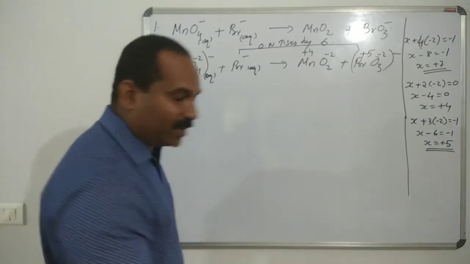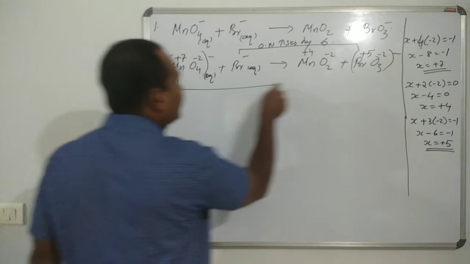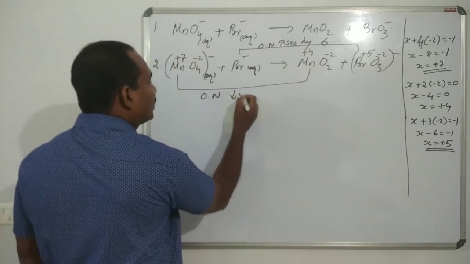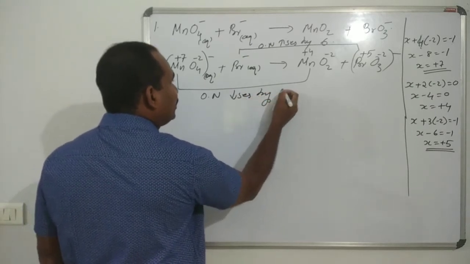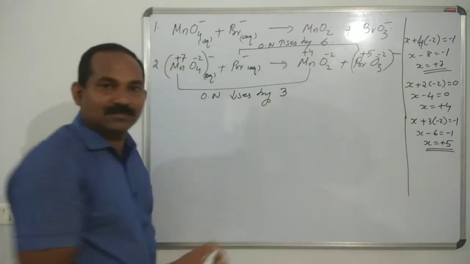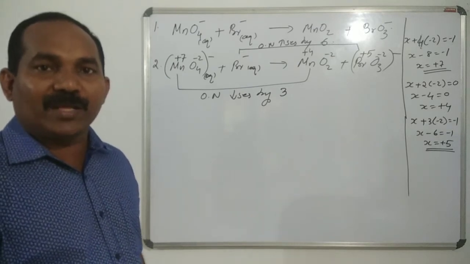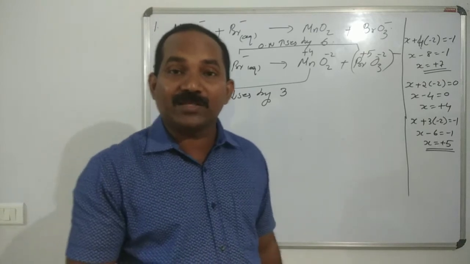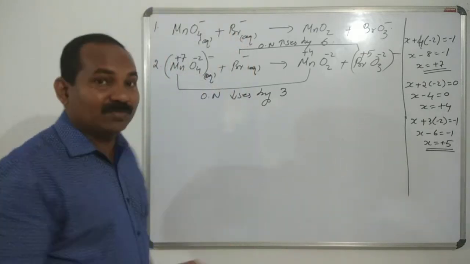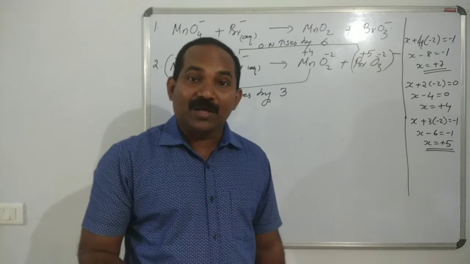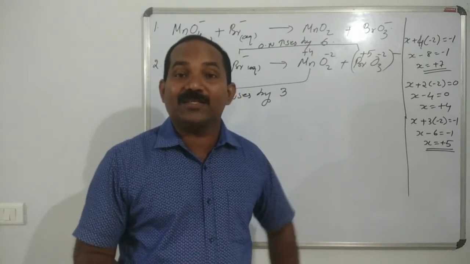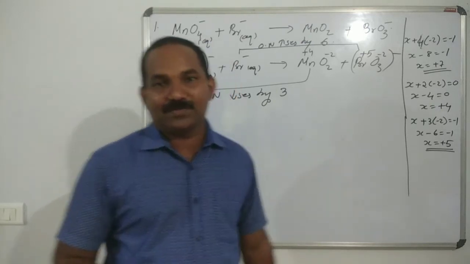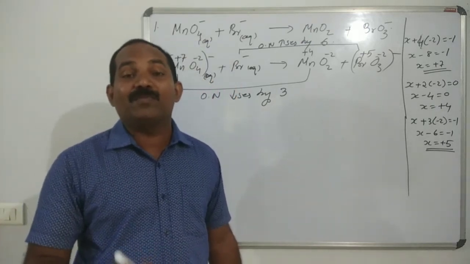Then next, manganese. Manganese plus 7 changes into plus 4. Oxidation number decreases by 3. For bromine, the oxidation number increases by 6. For manganese, the oxidation number decreases by 3. That is the second step. That step is very important. If you fail to determine this change, the remaining steps will be wrong.